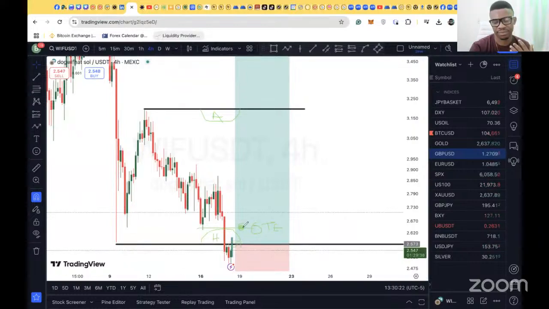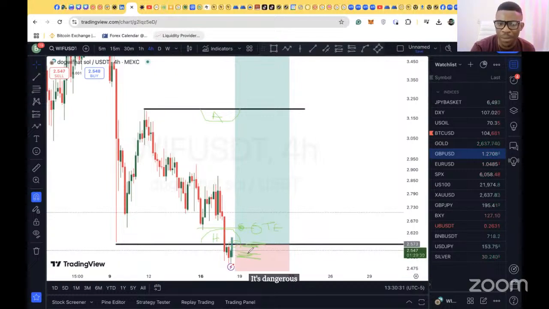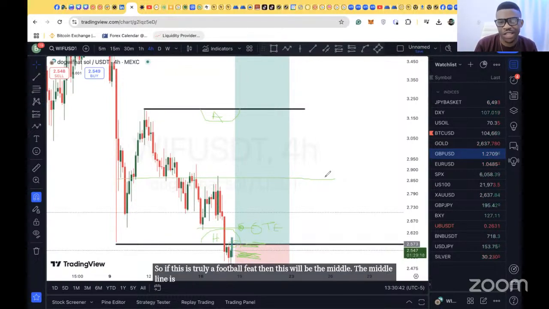So we call it OTE. It's not from this line. It's dangerous to buy from this line. You are not sure whether it's going to go. It's dangerous to buy from behind. According to football, it's not even permitted. If this is really a football field, then this will be the middle. The middle line is called the 50% Fibonacci. Forget about the name, just understand the game.